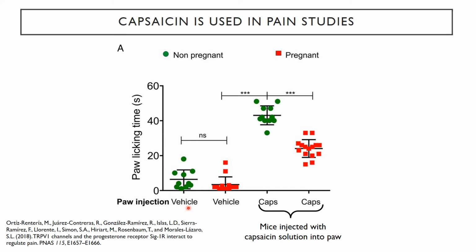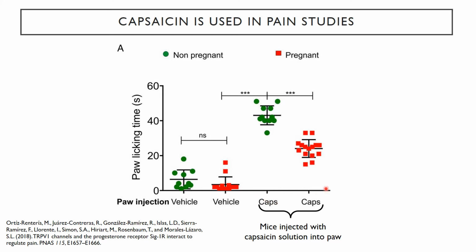Then the other dimension is we have animals that were injected with just a vehicle. So this would be the solution that capsaicin would have been diluted into, but there's no capsaicin, hence this is a vehicle. So this is a negative control. An injection itself is going to cause some discomfort and some pain, but it's not that much. And what you can see is that some of the animals spend some time licking their paw because, like, no one likes to get injected. But if it's not a noxious thing that's being injected, it's really not that big a deal. And you can see there's really no difference between the non-pregnant and the pregnant mice here.